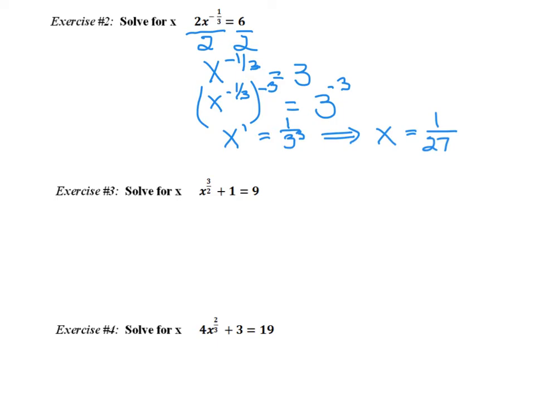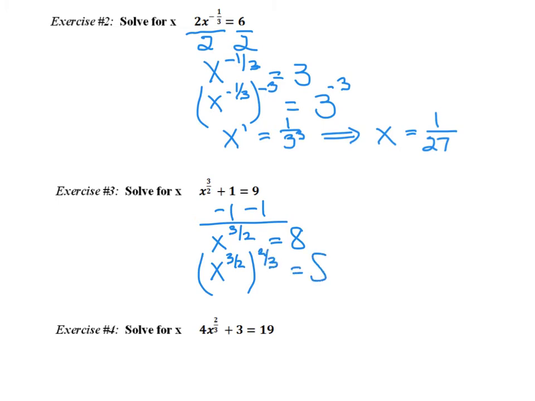For exercise number 3, I see that there's a different process involved in getting the x by itself. So I still want to isolate the x, but this time I've got a 1 that's being added. So I want to subtract 1 from both sides of the equation. So I now have x to the 3/2 is equal to 9 minus 1, which is 8. Again, I want to get x to the first power, so that means I'm going to take x to the 3/2 and raise it to the reciprocal exponent. So I also raise 8 to the 2/3 power.